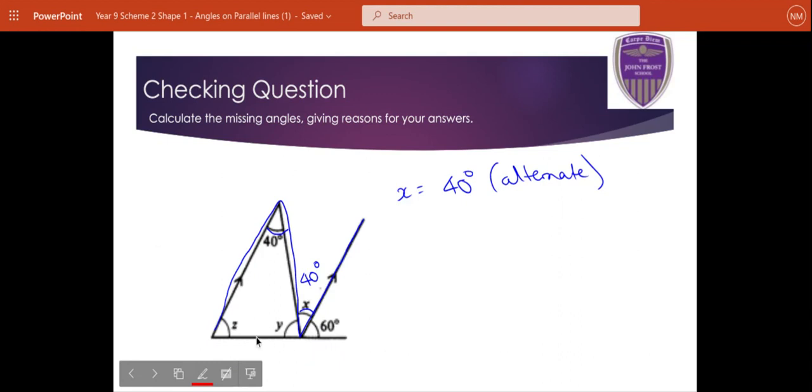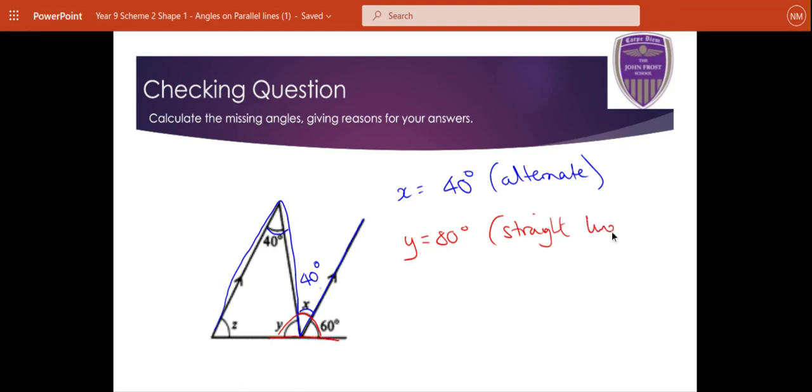Then what I'm also going to do is, if you have a look now at these three angles together along the bottom here, these three angles together are on a straight line. So X, Y, and 60 need to add up to 180. We've already worked out that X is 40 and this one's 60. So Y must be 180 take away 100. So Y equals 80. And that's because it's on a straight line. Now that we know that on the diagram, it's worth adding it in here.